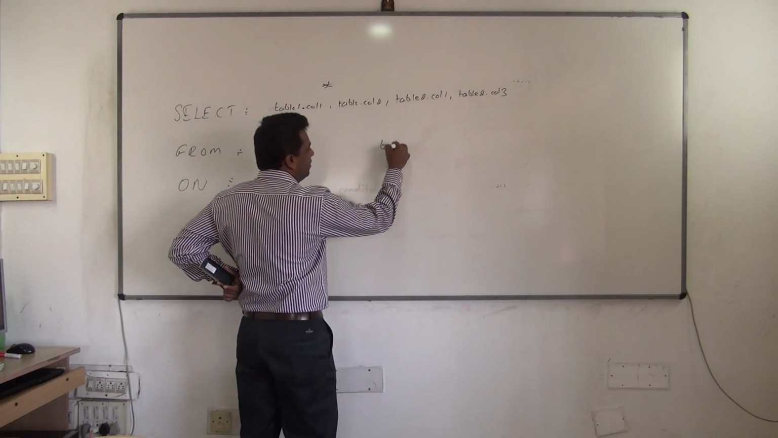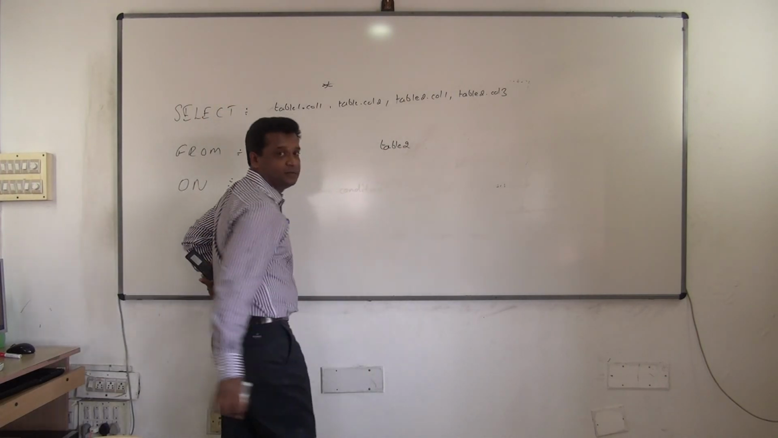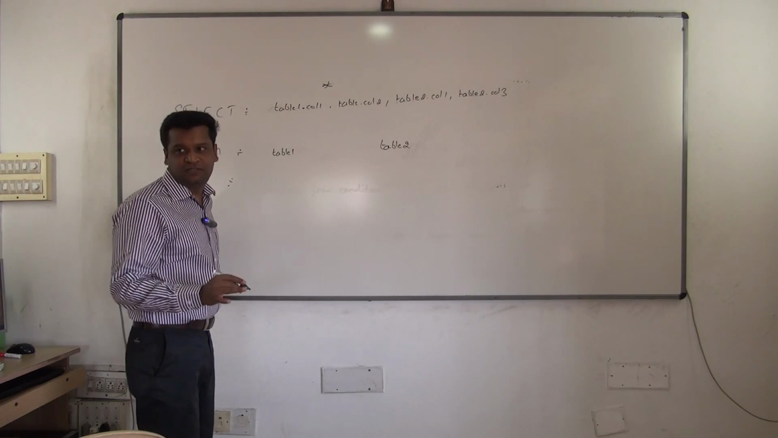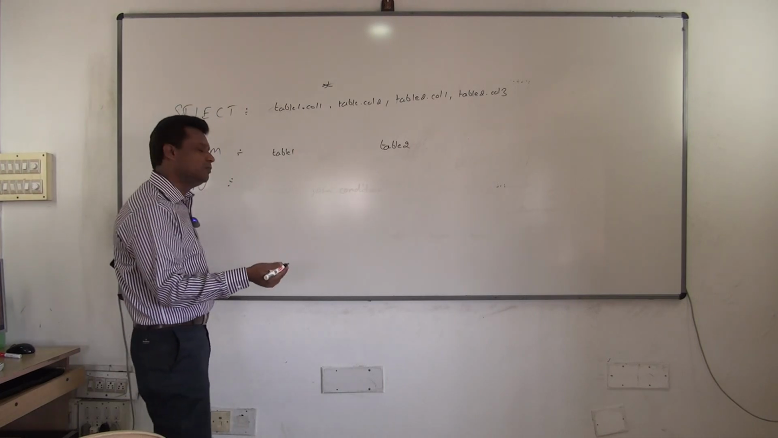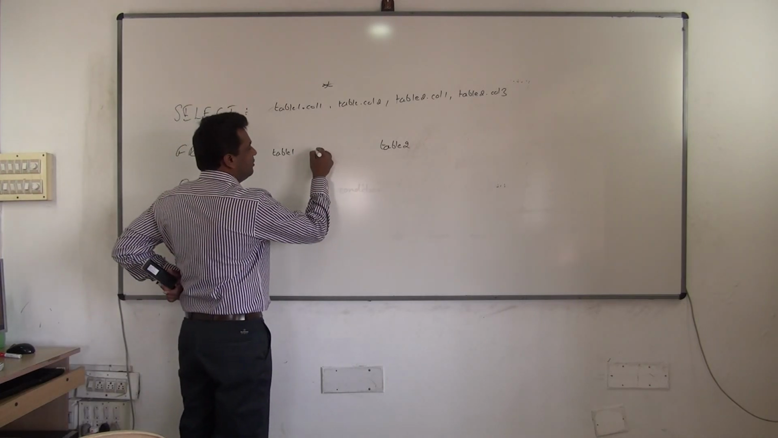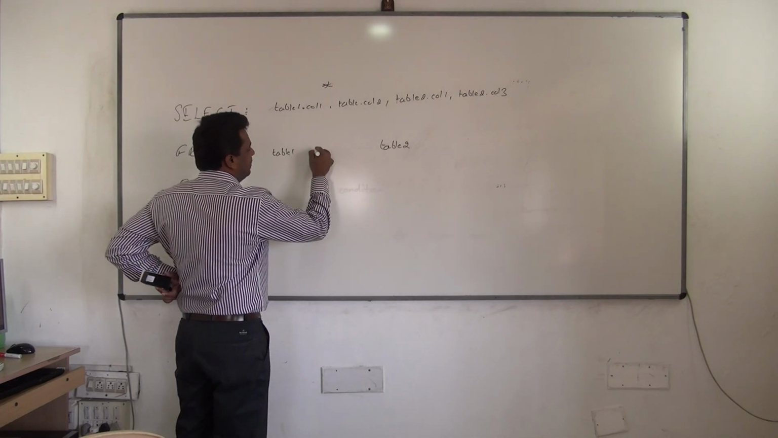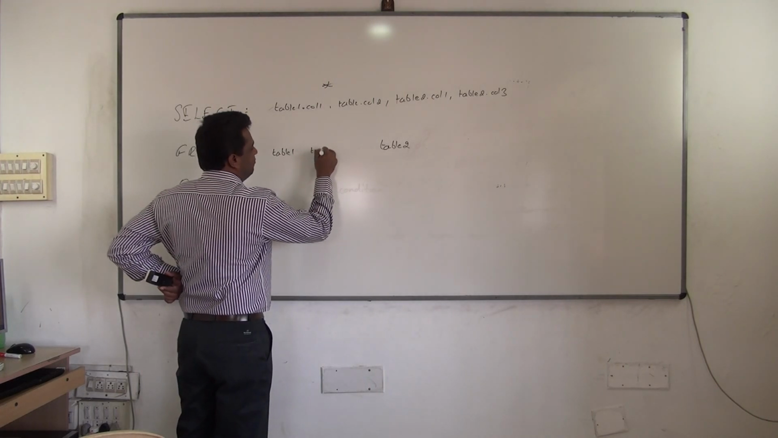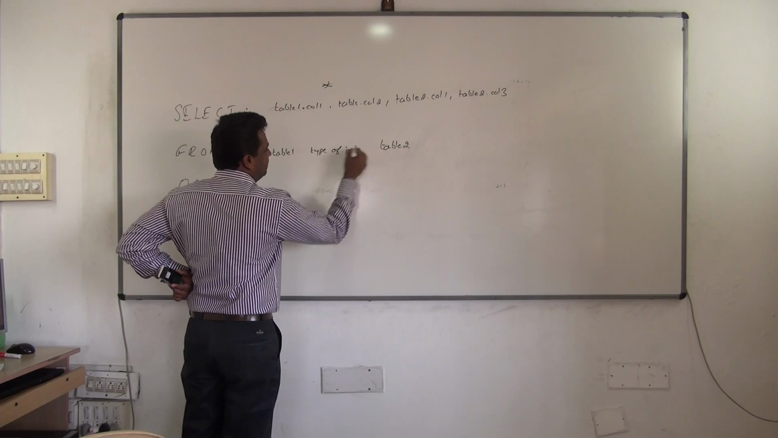Then table 2, fine. First I show you how to join two tables. Then we'll go on to join multiple tables, still more tables. So here you have to tell now which join you want. Okay, like example, you have to write the type of join. This is the syntax now.